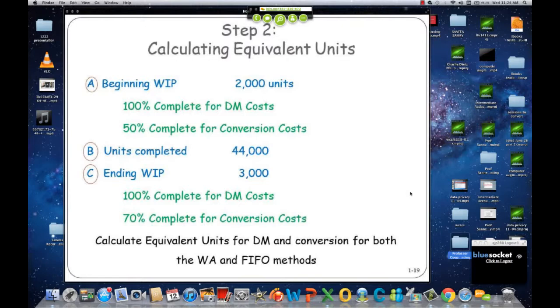Of these 44,000 units that are completed, we're always going to complete the ones that were already started first, right? So you're going to complete these 2,000 units, leaving 42,000 more that were completed that were started this period. The 3,000 were started this period that were just left for a future period to be completed.